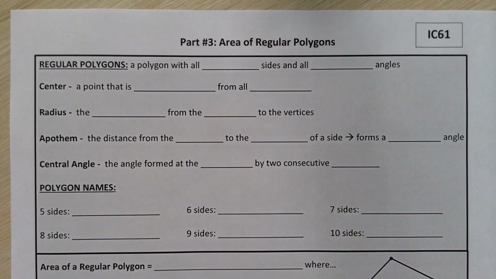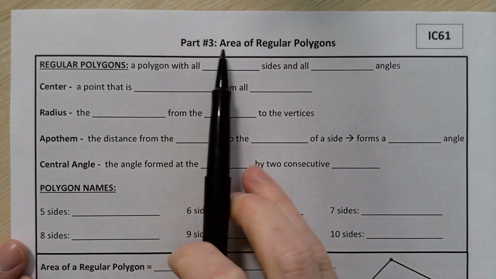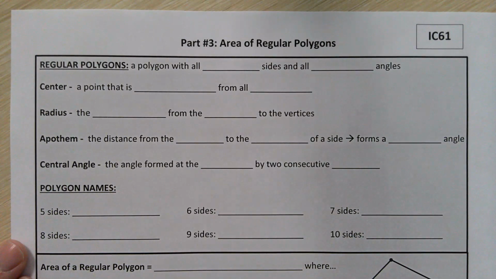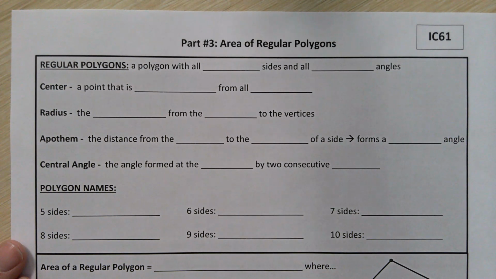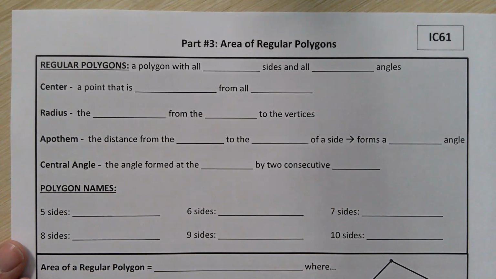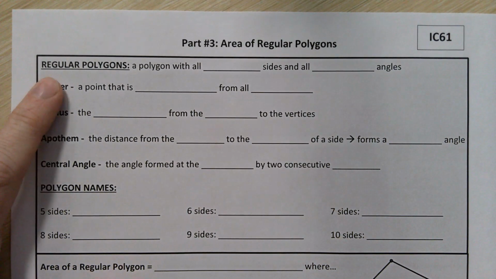For today's notes, you will need in class 61, double check that says part number 3, area of polygons on the top. All right, we are continuing our work on standard 14, and the focus today is on a shape called a regular polygon. We're going to start with the definition.